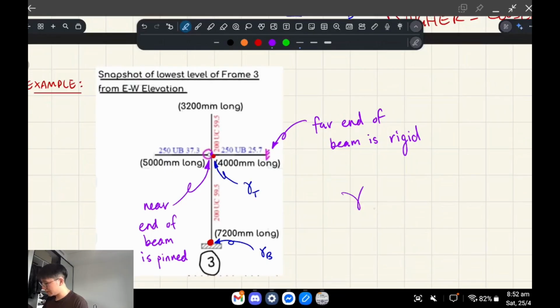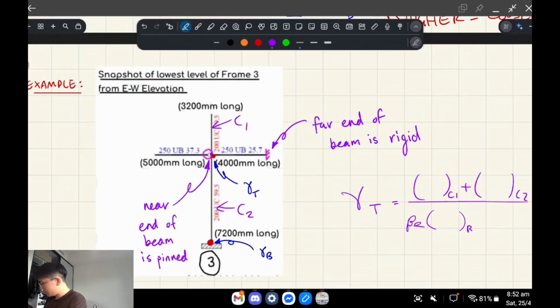So we're trying to work out, let's say, gamma T, which is that upper node. We're doing the sum of the stuff at the top being the columns. So let's call that column 1, this one column 2. You would do all that stuff related to column 1 plus all that stuff related to column 2, and you're summing it over beta E of the stuff to do with beam 1. Let's say this one's B1. Let's say this one is B2.